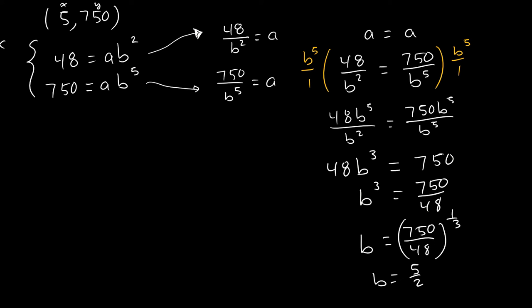It was pretty easy to do this because I only had to jump 3 steps to go from 48 to 750 by multiplying by b, but that might change. Yeah, that's what it is. I like it.